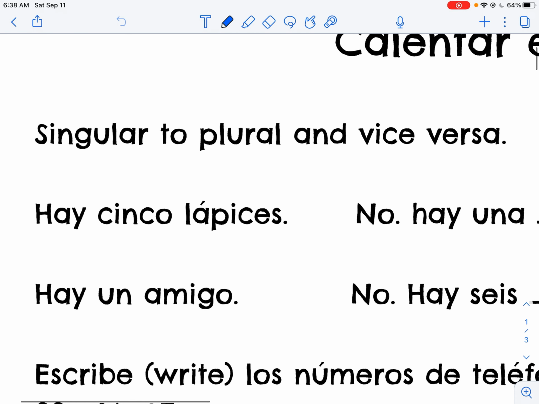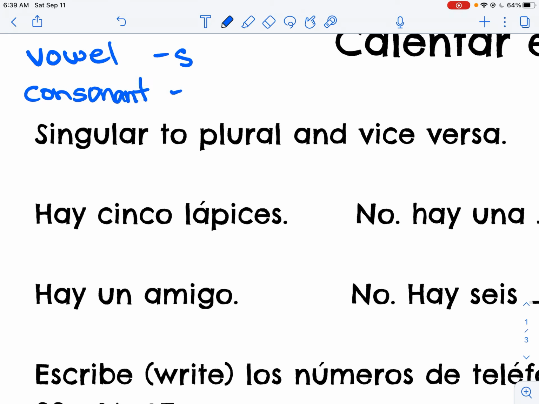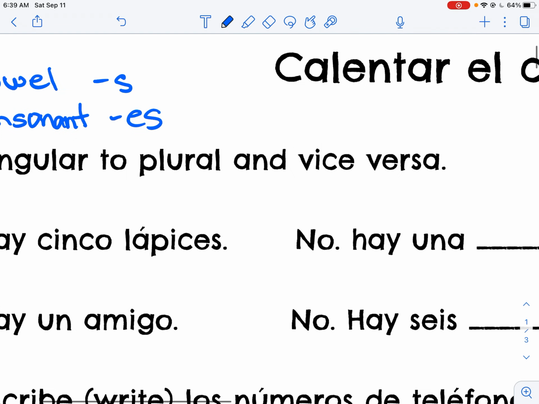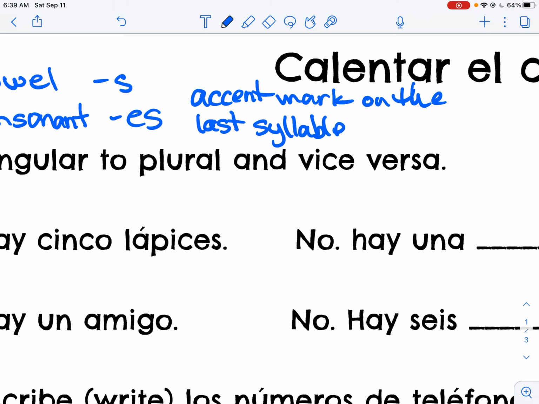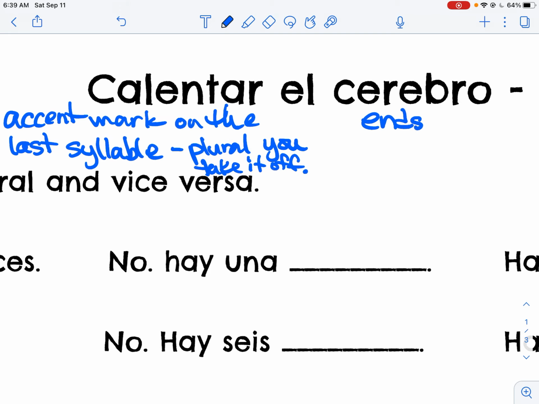So the first part of this was to make something singular to plural or vice versa. Remember that if the word ends in a vowel, you add an S. If it ends in a consonant, you add ES. Now, remember that if there is an accent mark on the last syllable, 99% of the time in the plural form, you take it off. Okay? Then also, if the word ends in Z, you change it to C.